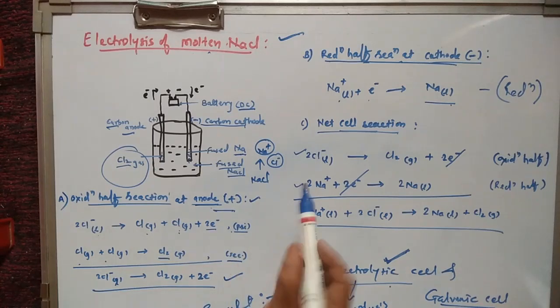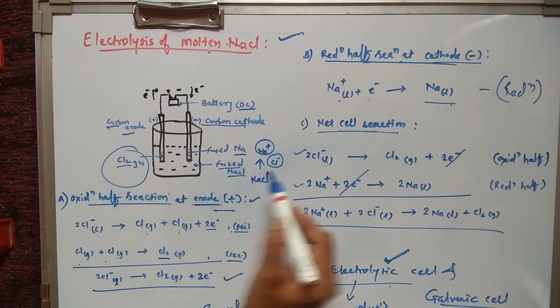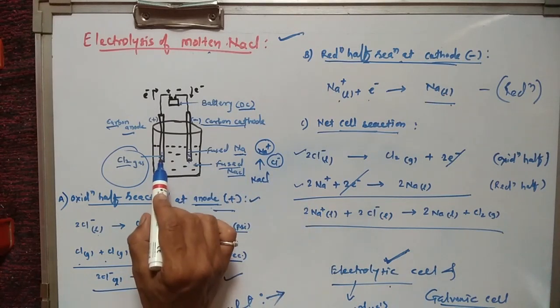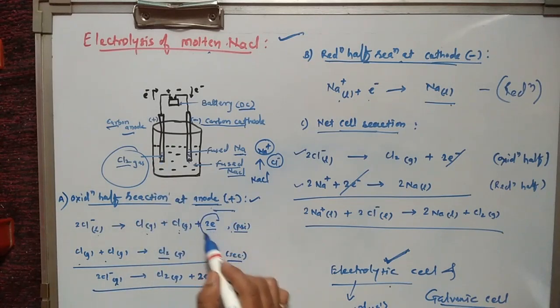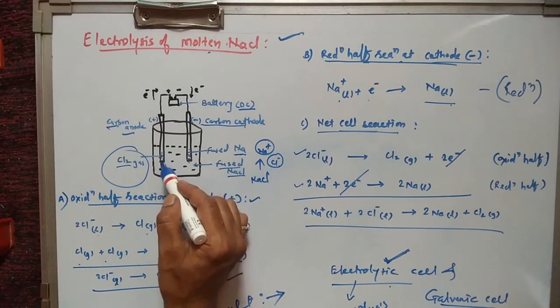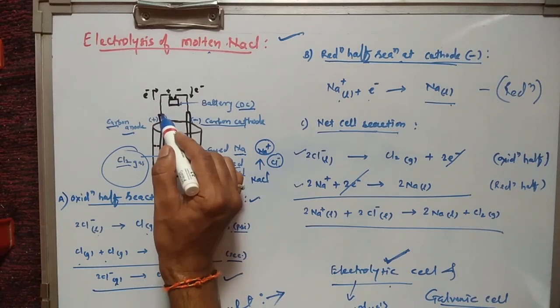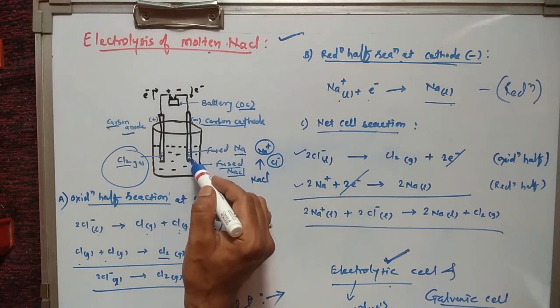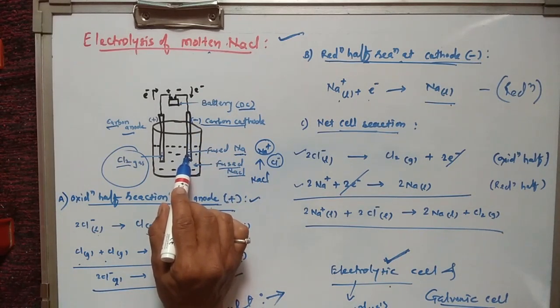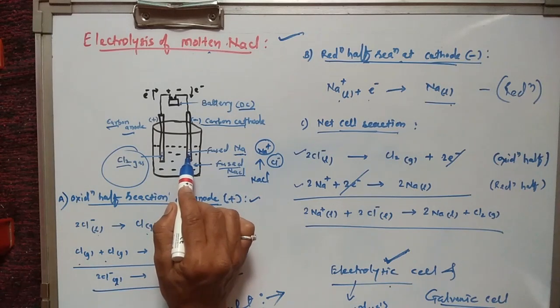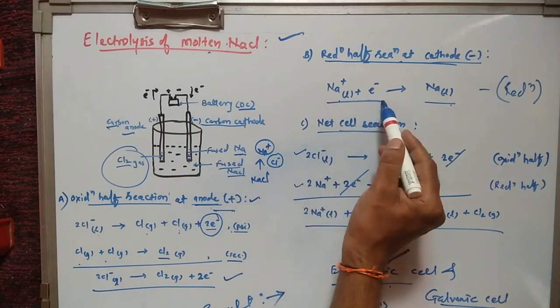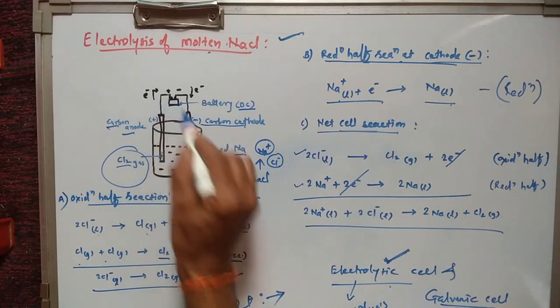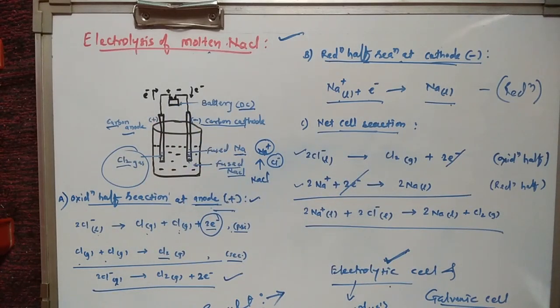Okay, and here one more thing, the Cl minus ions are discharged at the positive electrode, giving 2 electrons, and these electrons migrate towards the wire and through the battery. Again they appear at the negative electrode in the battery, where they are taken by Na positive ions. So the electron neutrality is maintained in this process. So this is the electrolysis of molten NaCl.